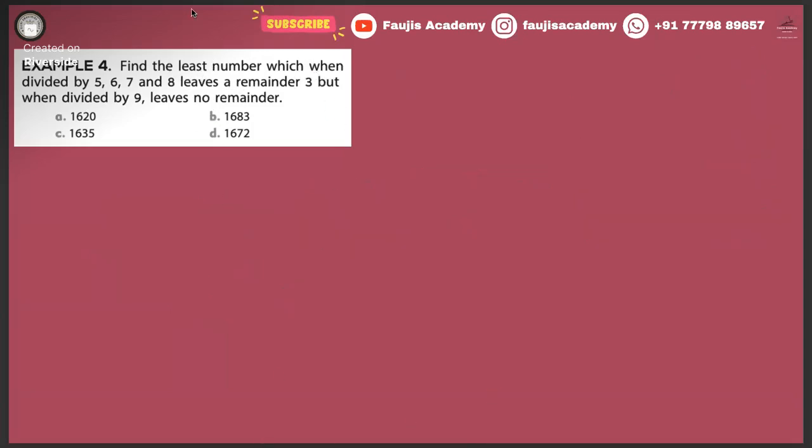Since they have asked for the least number, we have to find the least number which when divided by 5, 6, 7 and 8 leaves a remainder of 3, but when divided by 9, the remainder is 0. You can't do two things at a time, guys. One at a time. Do it at your own time.